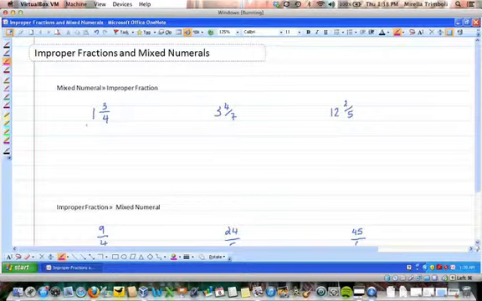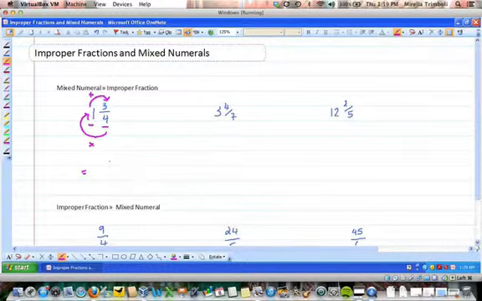So a mixed numeral is one where you have a whole number as well as a fraction as part of the number. And to change it into an improper fraction, which means that the numerator will be larger than the denominator, we follow these steps. We take the denominator and multiply that by the whole number or the integer, and then we add to that answer the numerator. So let's look at the first one.